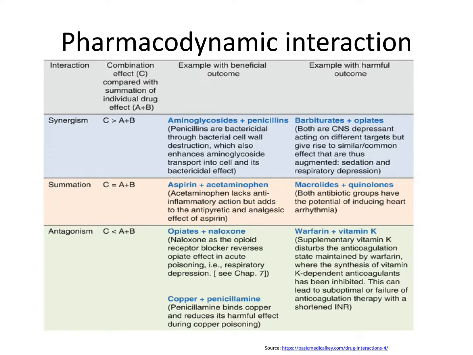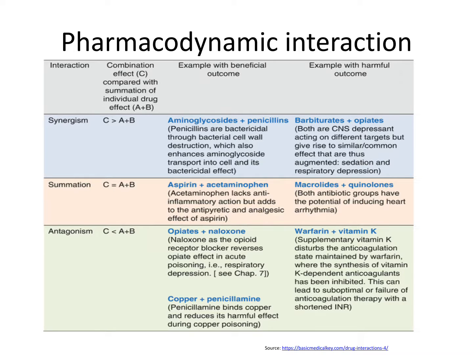Similarly, summation or additive effect is where the effect is the sum of the effects of drug A and drug B, that is, C is equal to A plus B. One example is aspirin and acetaminophen. Acetaminophen does not have an anti-inflammatory effect, but it can add up to the antipyretic and analgesic effect of aspirin. It may also lead to a detrimental effect. For example, macrolides and quinolones, both antibiotic groups, have the potential of inducing heart arrhythmia.